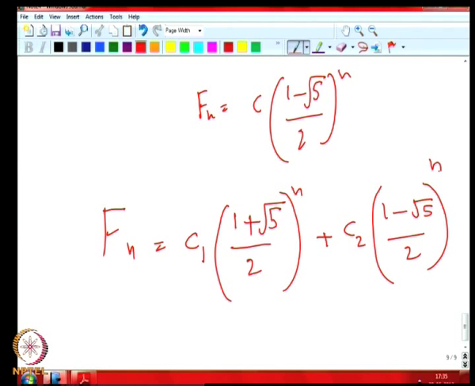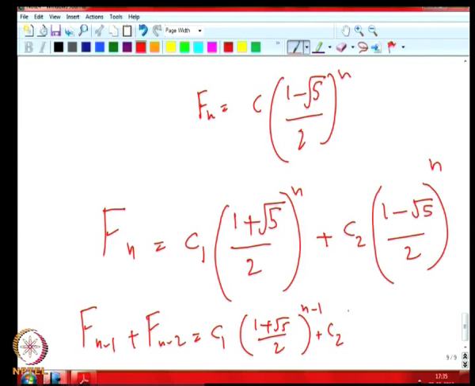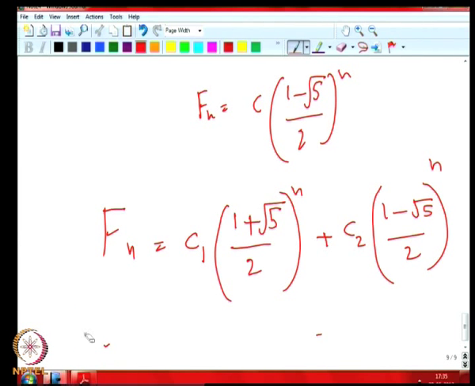You substitute in, for instance, you take Fn minus 1 plus Fn minus 2 according to this definition. Then what happens is this will be c1 into the same quantity, (1 plus root 5 by 2) to the power n minus 1, plus c2 into... So you should do this calculation and see. I need a different page here, maybe I will write like this.